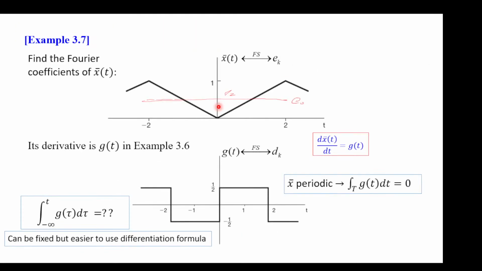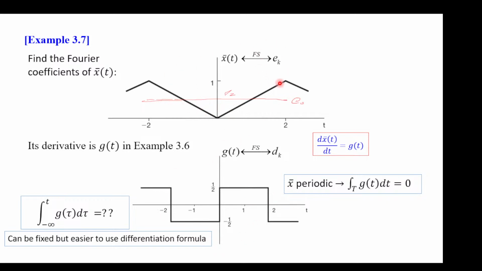And then in the next example, we want to know the series coefficient of this signal. This is kind of a triangle wave. From the previous example, we calculated the series coefficient of this black wave, and we see that the triangle wave is related to the black wave by differentiation. If you differentiate this signal, you will get this signal. That's easy to check, just check the differentiation.